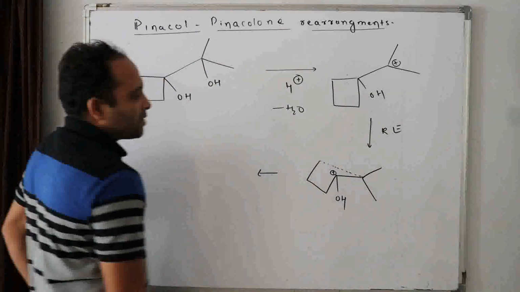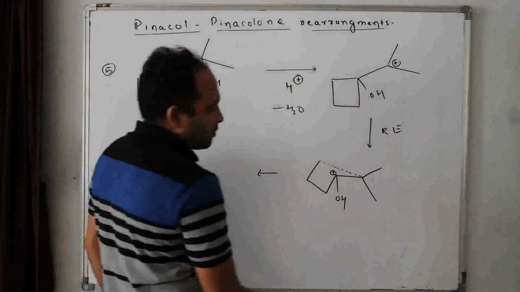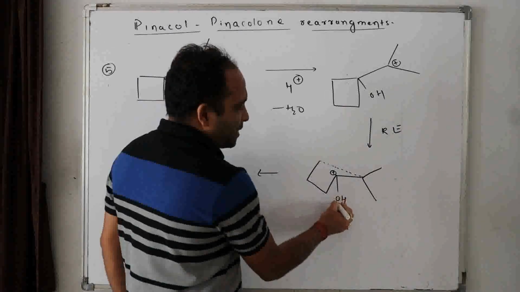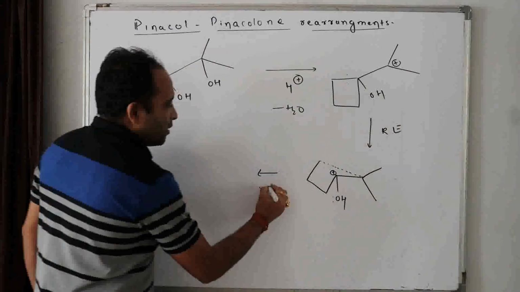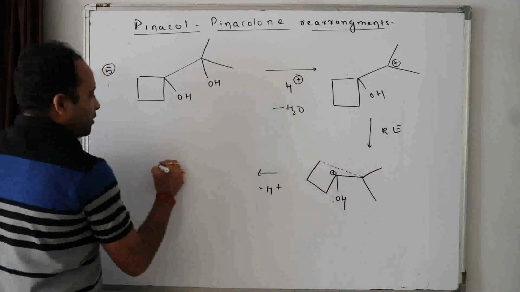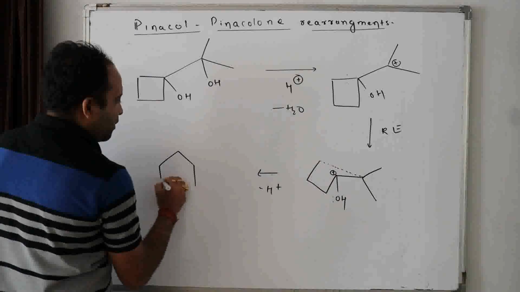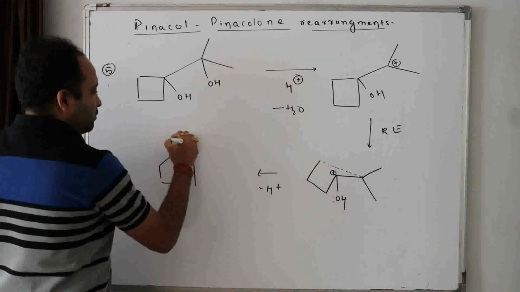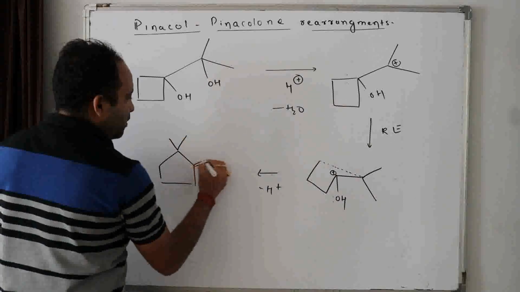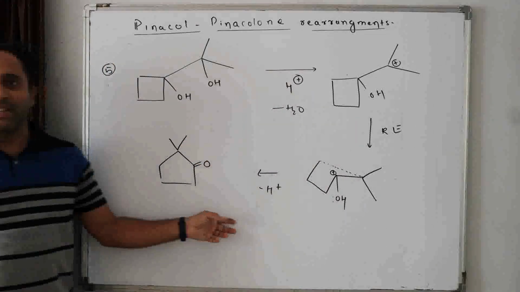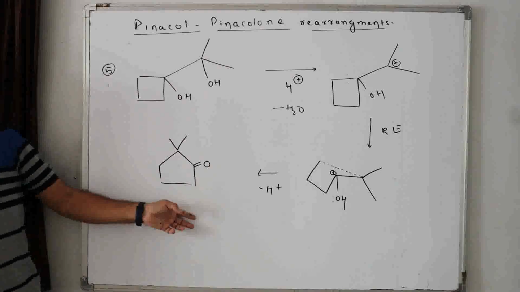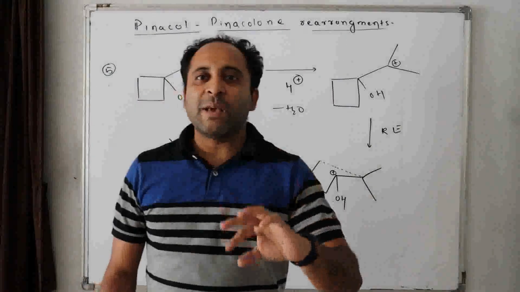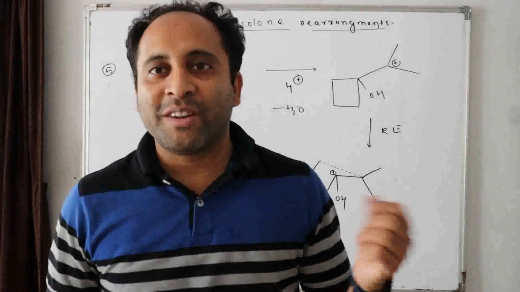Can I make this more stable? How can I make it more stable? Or it is more stable, already stable, because this is having plus M stability, no more shifting. Now H plus fired. So this is a 5 membered ring now. 1, 2, 3, 4, 5 membered ring. And this double bond. Easy? Done? Clear? Now next discussion is semi-pinacol and pinacolone rearrangement.